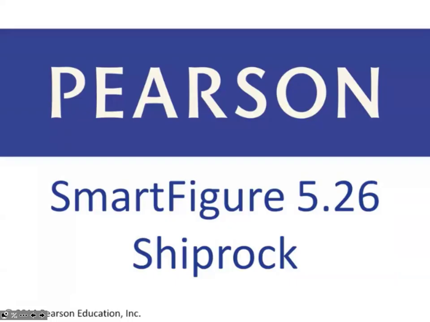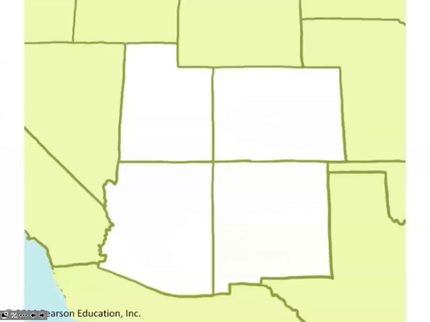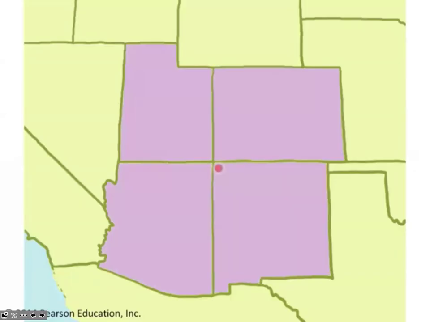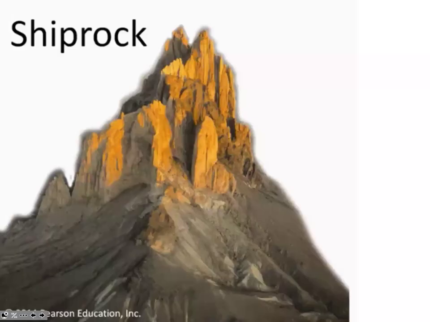Hi, I'm Callan Bentley. Welcome back for another Smart Figure. After watching this video, you should be able to describe the geologic processes that resulted in Shiprock, New Mexico. Out in the western United States, there is a single spot where 4 states come together. These are Arizona, Utah, Colorado, and New Mexico. And right near that Four Corners region is Shiprock, rising up from the desert.